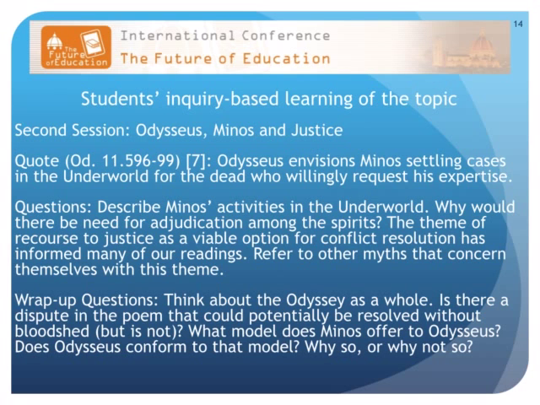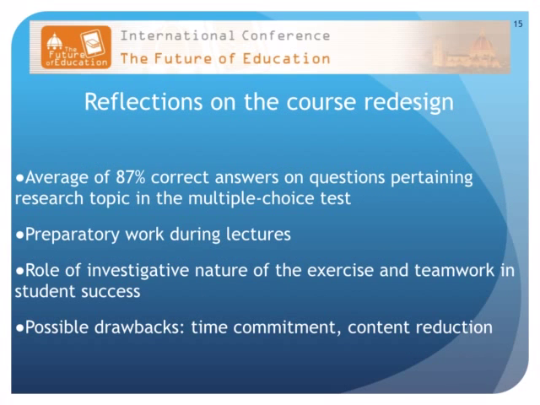So I wanted to conclude with some reflections on the course redesign here. I was extremely pleased with the results of the multiple choice test in that an average of 87% of students identified the correct answers on questions that revolved around Minos. This is a significant improvement from the 65% correct answers that I had before. I think that student success was triggered by the preparatory work that I did during lectures.